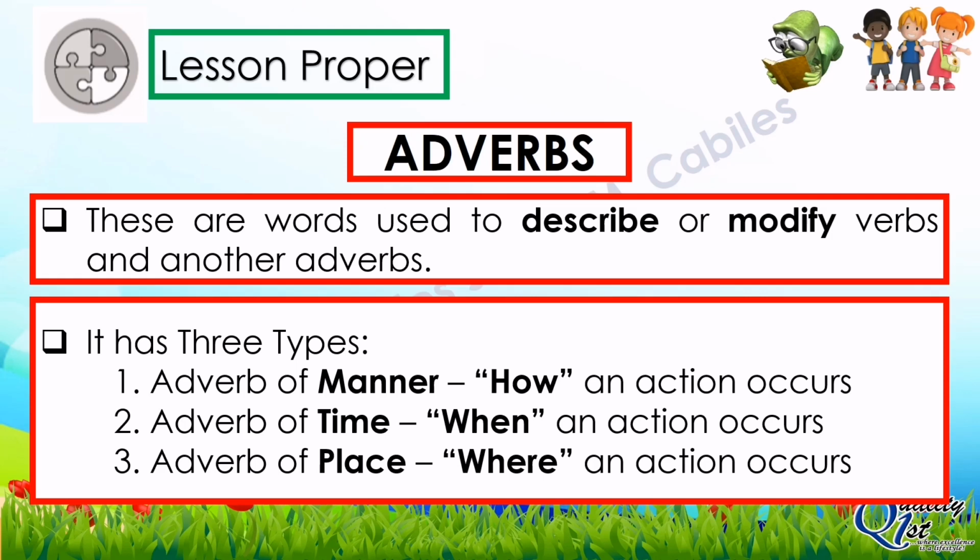The first one is adverb of manner. This answers the question how an action occurs. Number 2 is adverb of time. This answers the question when an action occurs. And the third one is adverb of place. This answers the question where an action occurs. But today, we are going to focus on adverb of manner. Alright?